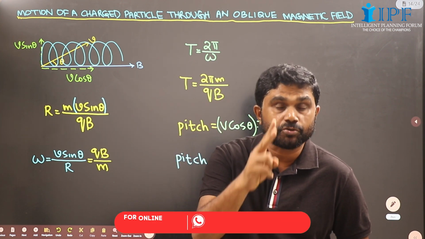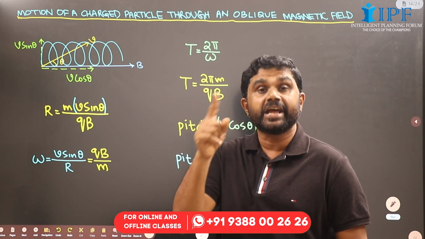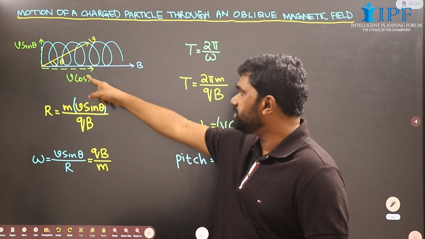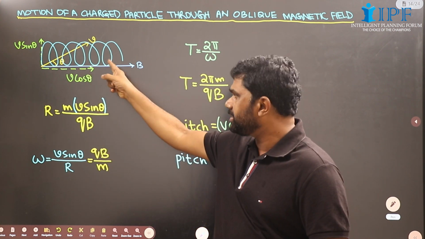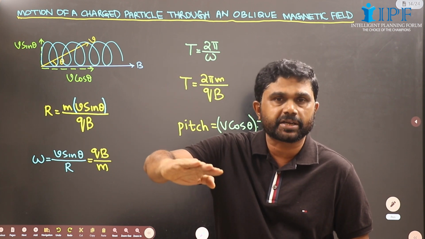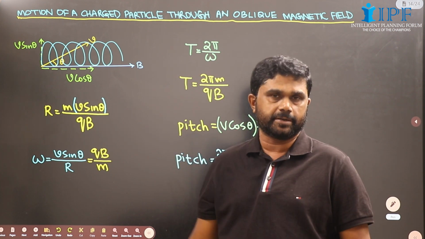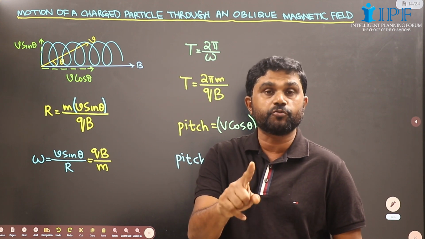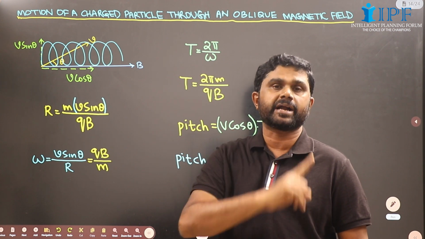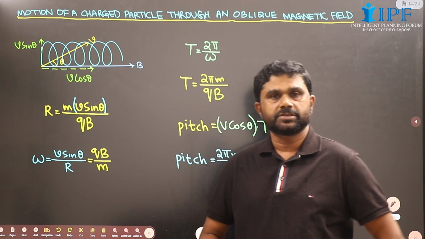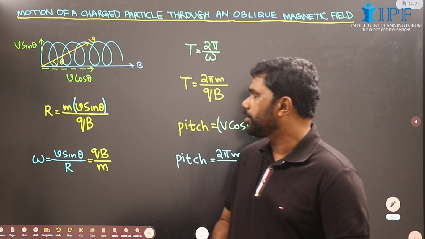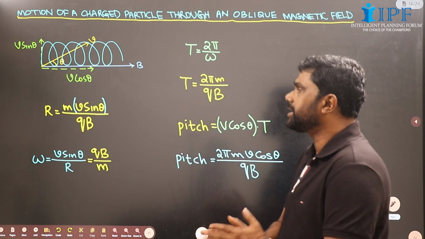Here the particle has two components of velocity. One is along the direction of the magnetic field. If you find the cross product of this v cos theta component and the magnetic field, it will be 0. This means there is no force on the particle due to the component v cos theta. The particle will experience a force only due to the component v sin theta, which is perpendicular to the magnetic field. So this v sin theta will turn the particle in a circle.